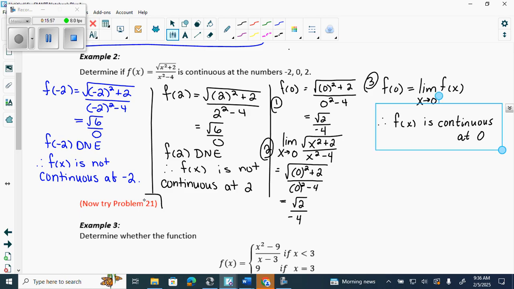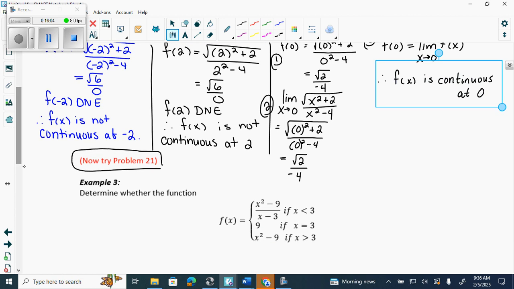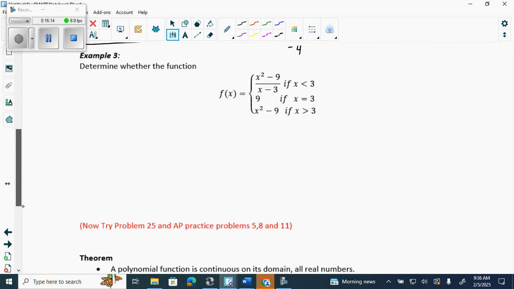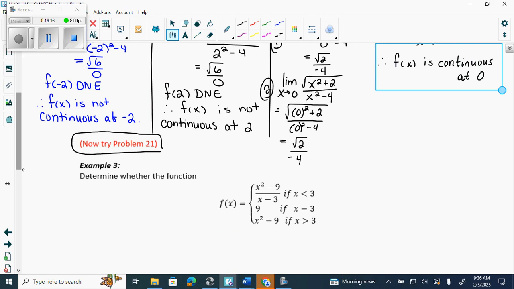We'll have this one, but we're not doing this right now. All right. So this one here says determine whether the function is a piecewise function. Do you see it? Determine whether the function is continuous at 3.